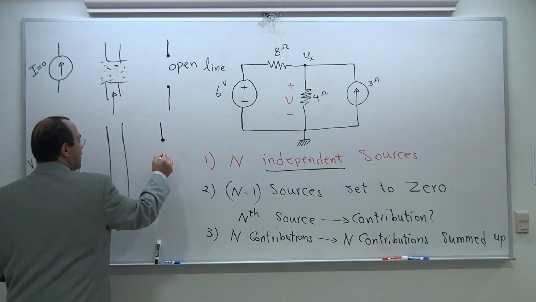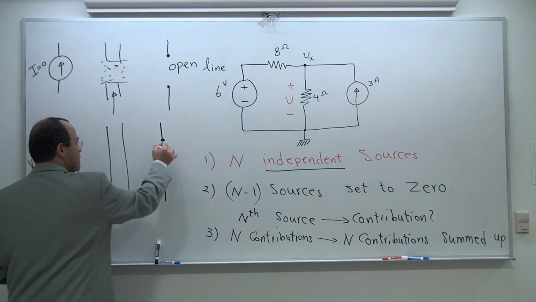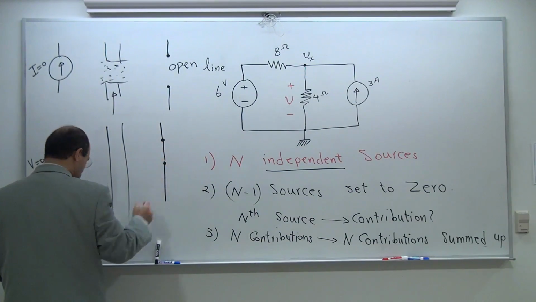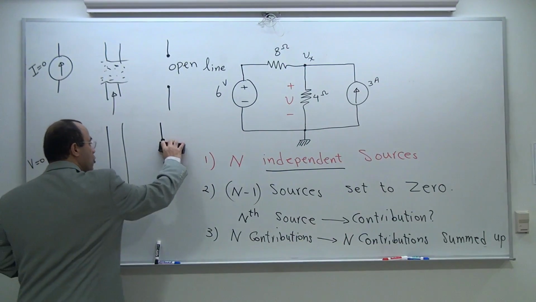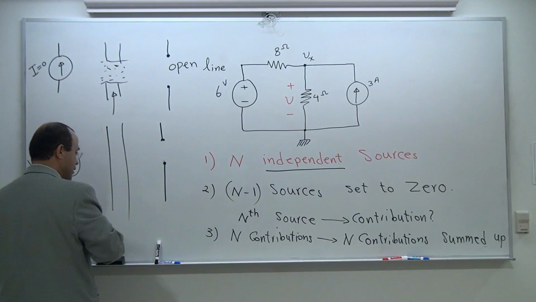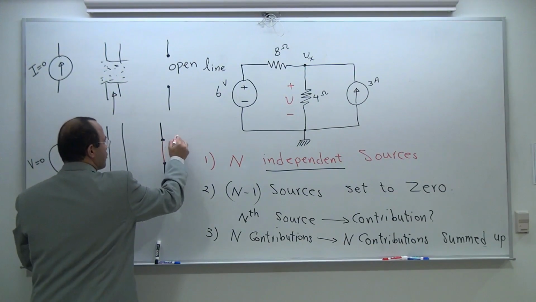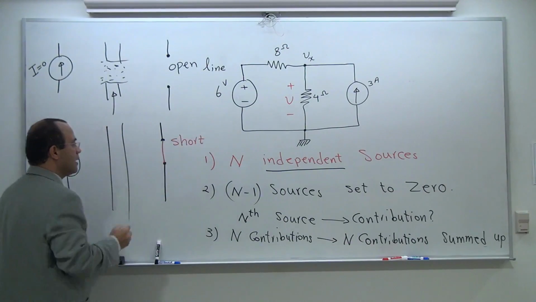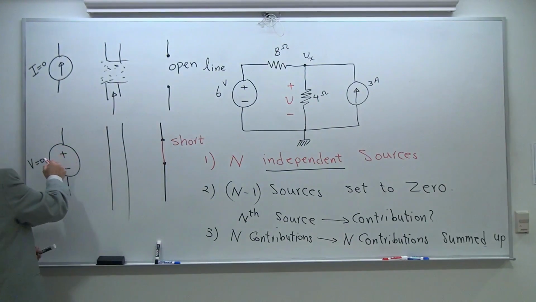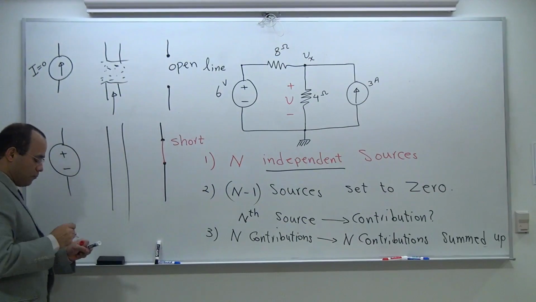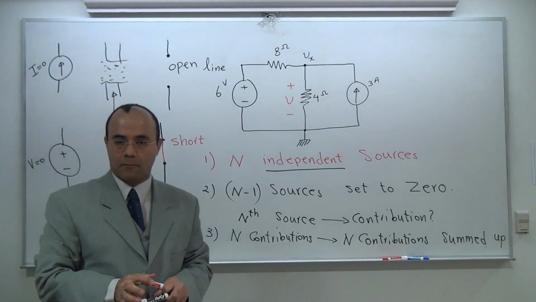So if you have a voltage source equal to 0, this voltage source is going to be replaced by a short line. I'm going to change that with the color. So it's going to be replaced by a short line. This is a short. This is one wire. I replace V equal to 0 by one wire.